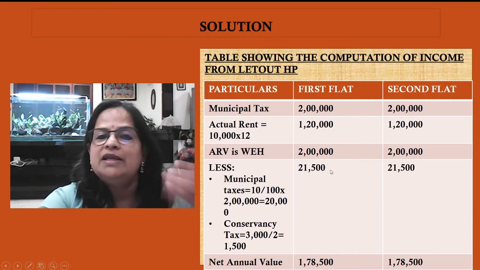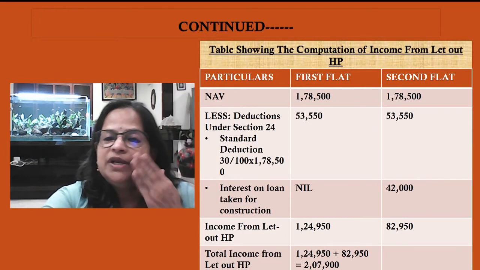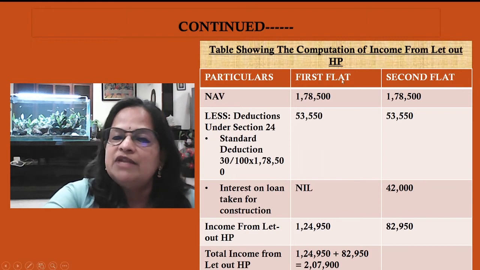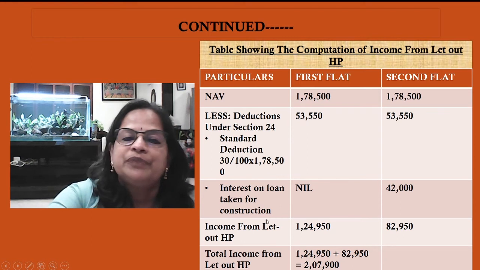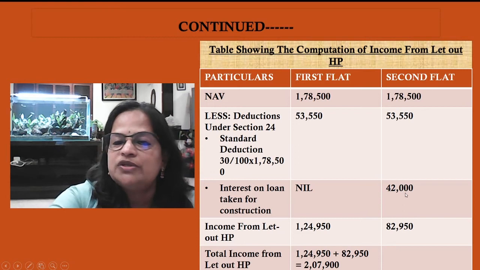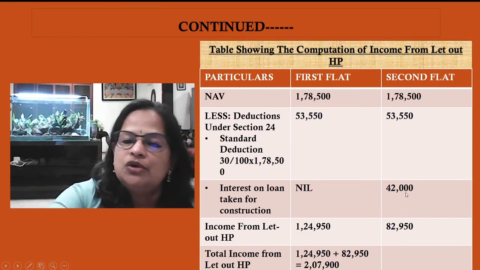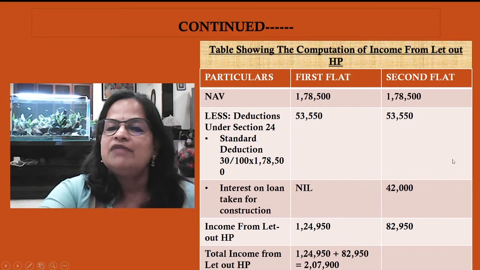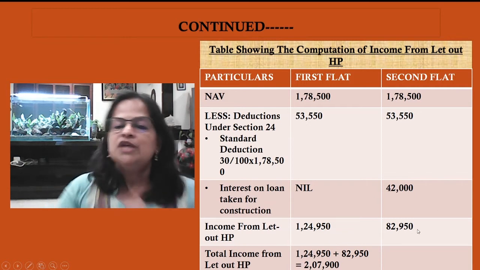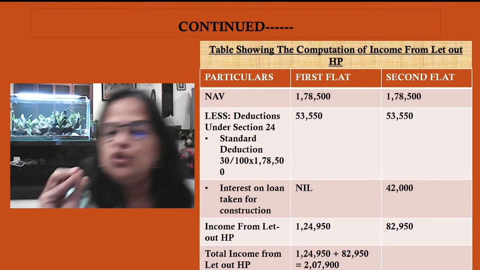Now we have to calculate the income from let out house property. So we are computing in the next table, that is net annual value. These values are 1,78,500 less deduction under section 24. Standard deduction 30%. So 53,550. Interest on loan taken for construction. First value is nil, second value is 42,000. Only for the second flat, interest on loan is there, 42,000. Income from let out house property. So first flat it is 1,24,950. Second flat is 82,950. So please remember that this problem, what is the new adjustment we learned?